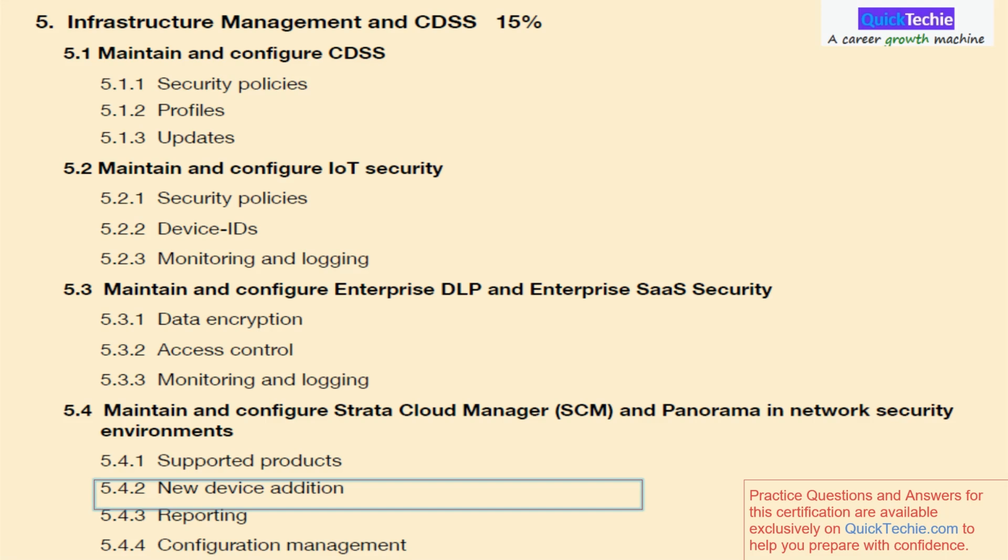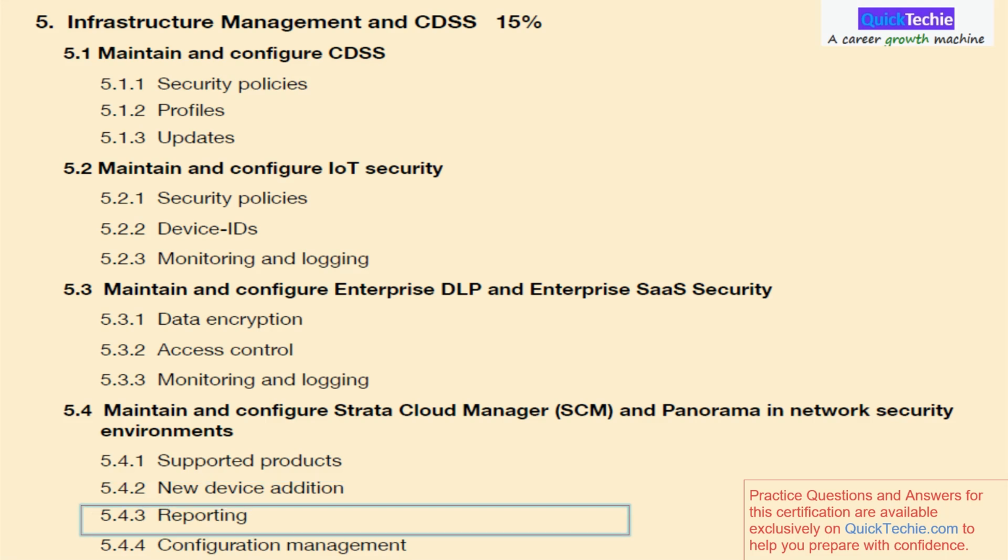5.4.2 New Device Addition. Explanation: this involves the process of onboarding new firewalls or other security devices into Panorama or SCM for centralized management. This typically includes device registration and initial configuration synchronization. Scenario: you are deploying a new PA series firewall at a new remote office. You will add this new device to your Panorama instance, push a standardized base configuration template, and then customize specific policies for that location.